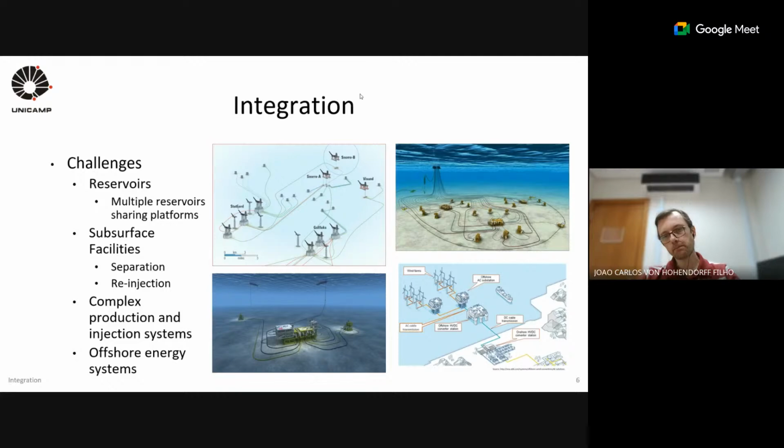Another challenge we have observed in petroleum field exploration is related to subsurface facilities. The oil companies, the energy companies, are focused on bringing some equipment from the topside to the seabed. For example, subsea separation, subsea boosting, subsea reinjection, manifolds. The idea is to bring part of the equipment to the subsurface, allowing an increase in the capacity of the platforms, and trying to simplify topside demands.